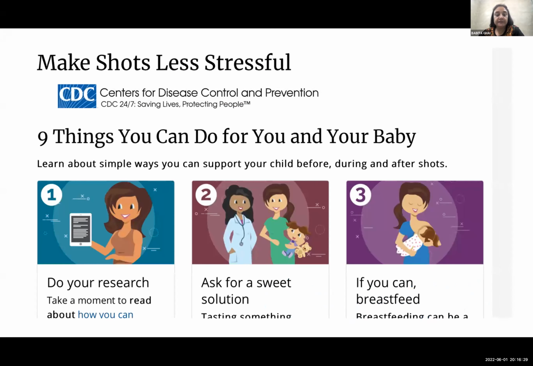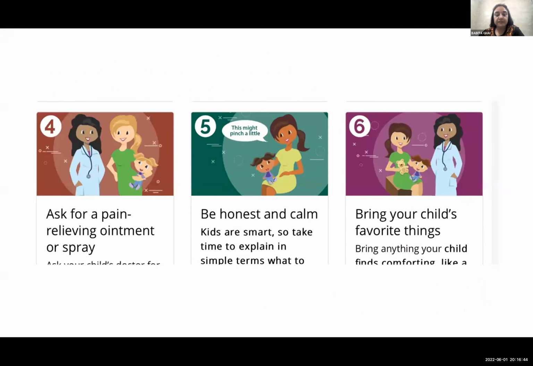In fact, CDC has emphasized quite a lot on making the shot less stressful, with nine things which you can do for you and your baby: do your research, talk to the child, ask for the sweet solution, which is sucrose, breastfeeding if possible, ask for the pain relieving ointment and the spray, and be honest and calm. Do not use positive things that it will be over.